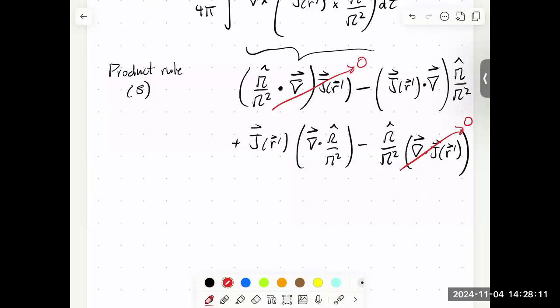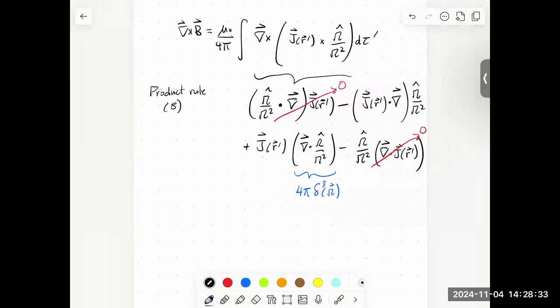Yeah, right at the origin. And so what was this thing? It was the delta function, that's right. This thing we saw before, and it was 4 pi times this delta function. Okay, all right. So let's see then, what are we left with?